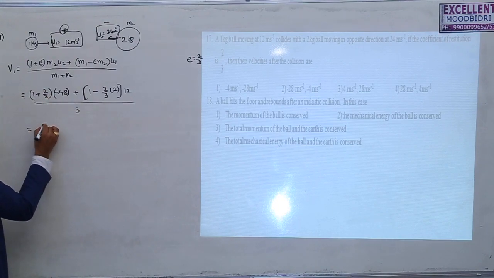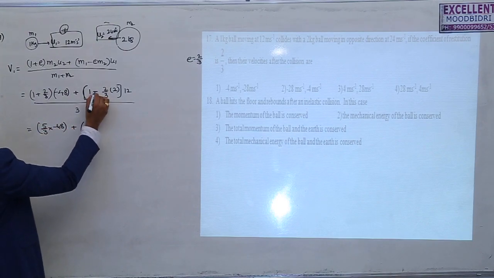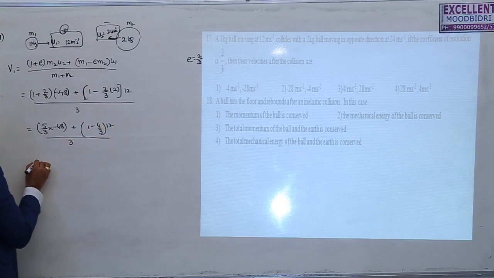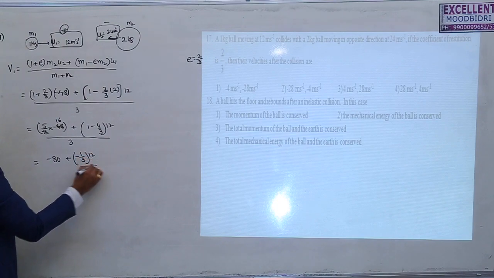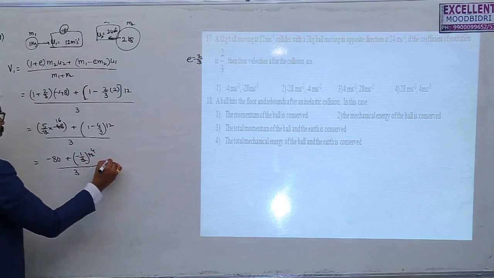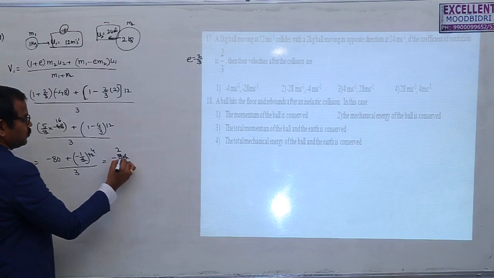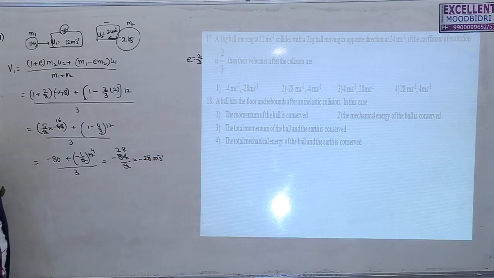So, now this is 3 plus 2, 5 by 3 into minus 48 plus this is 1 minus 4 by 3 into 12 by 3. So, 3 1s are 3, 16. So, this is minus 80 plus 3 1s are 3, minus 1 by 3 into 12 by 3. So, 3 4s. So, this will become minus 80 plus 4, minus 84 by 3. So, 3 2s are 6, 24, 3 8s. So, this answer is minus 28 meter per second.